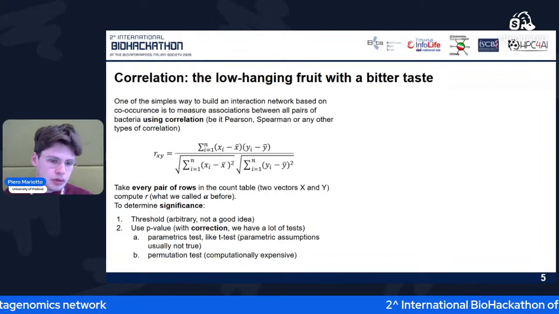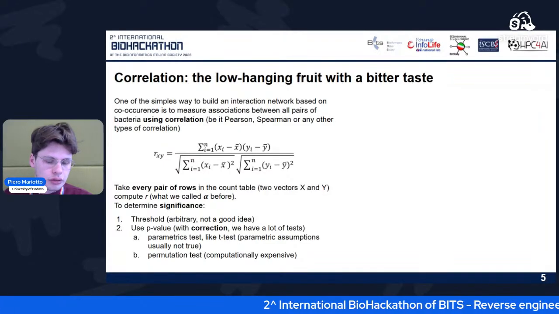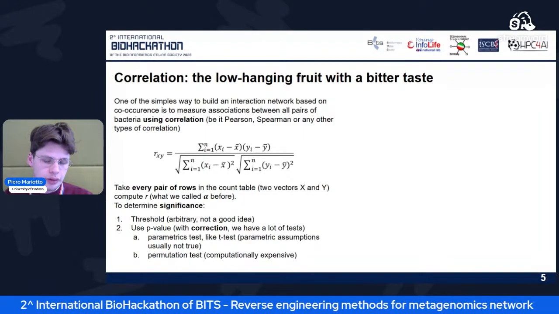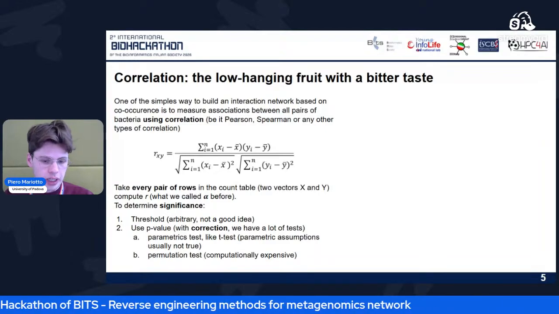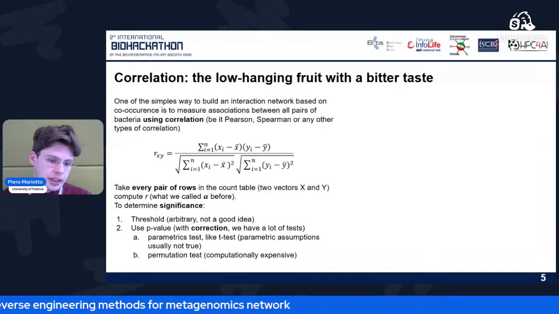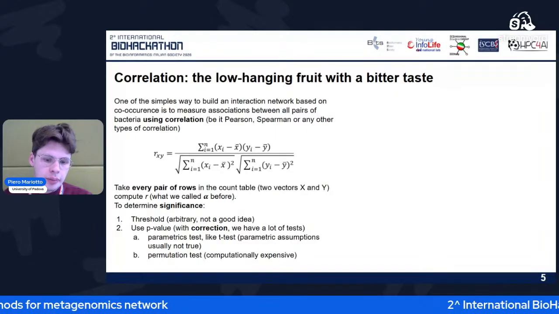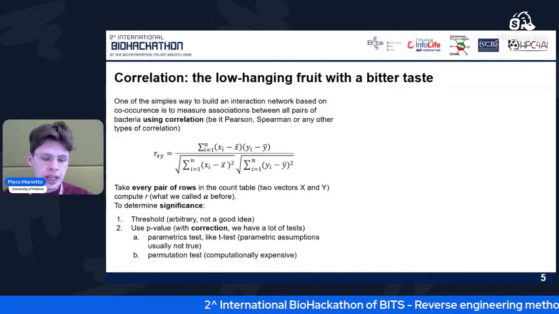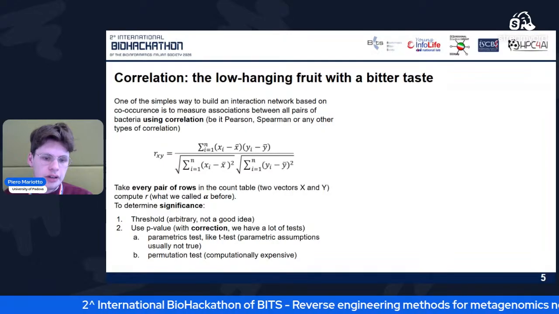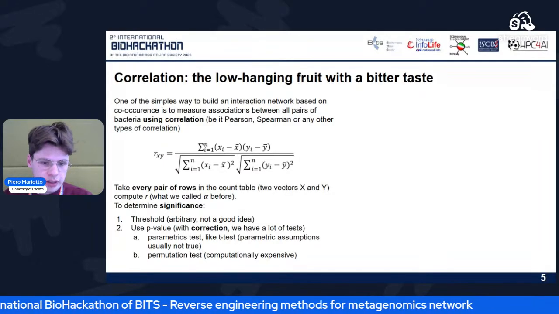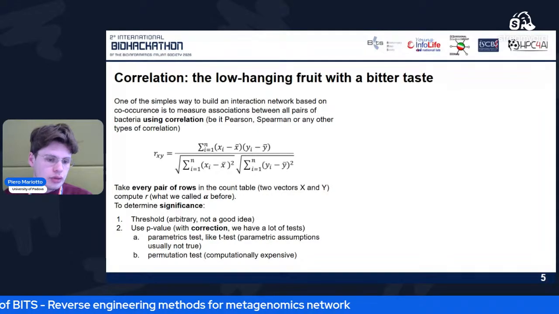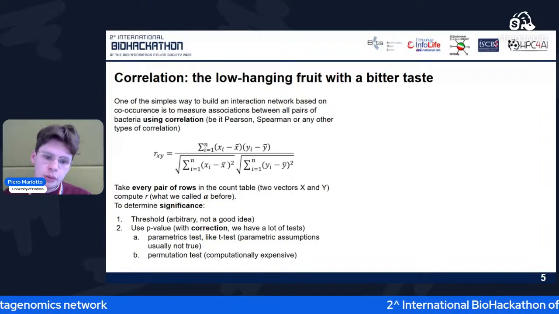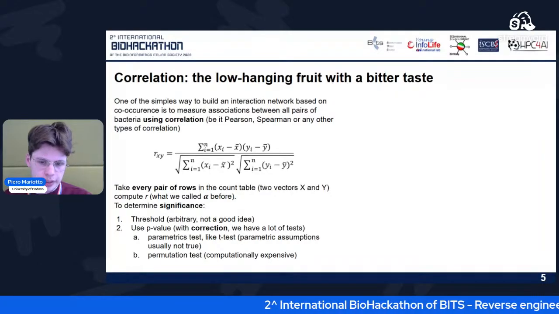The other option is to use the p-value. So with correlation, there is a lot of theory about this. You can use, for example, parametric tests like the t-test for Pearson correlation. But note that, as the name says, the parametric test makes some parametric assumption about the variables on which we are measuring correlation. And note that usually these assumptions are not valid in the metagenomics field. The other option is to use a permutation test. This is a test that makes no assumption, so it's always valid, but it is more computationally expensive.